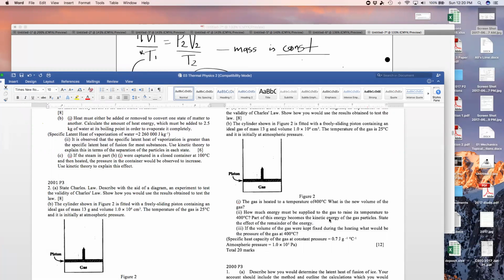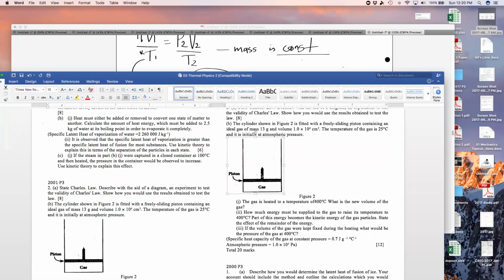Part of the energy becomes kinetic energy of the gas particles. State the effect of the remainder of the energy. This is a trick part. This is an A-level question. We don't normally teach you this in CSEC level. But what happens is this. When you supply heat, some of the energy goes into the molecules moving faster, so the temperature goes up from 25 to 400 degrees Celsius.